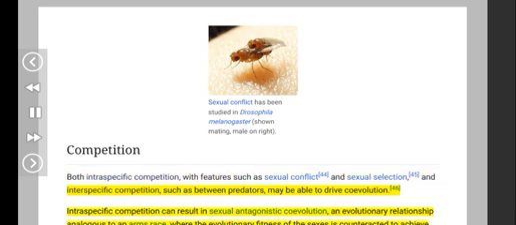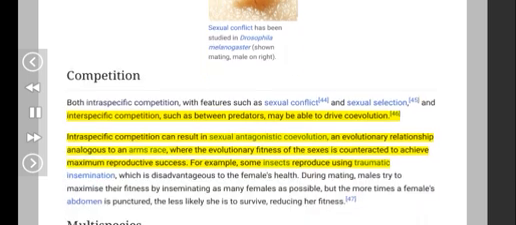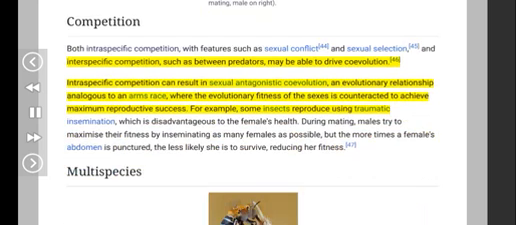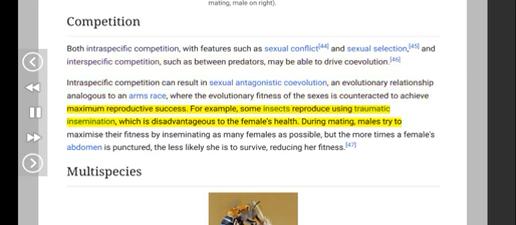Intraspecific competition can result in sexually antagonistic coevolution, an evolutionary relationship analogous to an arms race, where the evolutionary fitness of the sexes is counteracted to achieve maximum reproductive success. For example, some insects reproduce using traumatic insemination, which is disadvantageous to the female's health. During mating, males try to maximize their fitness by inseminating as many females as possible, but the more times a female's abdomen is punctured, the less likely she is to survive, reducing her fitness.